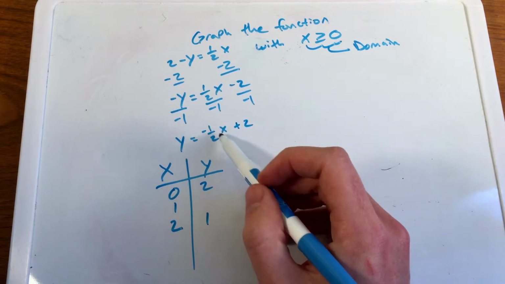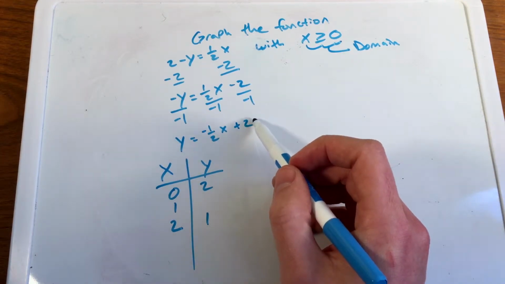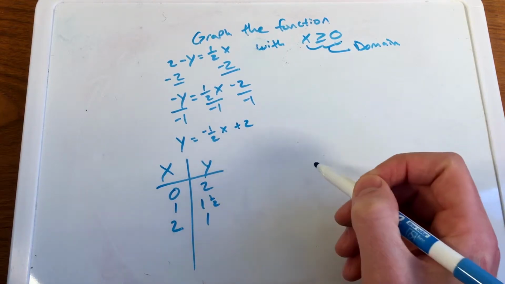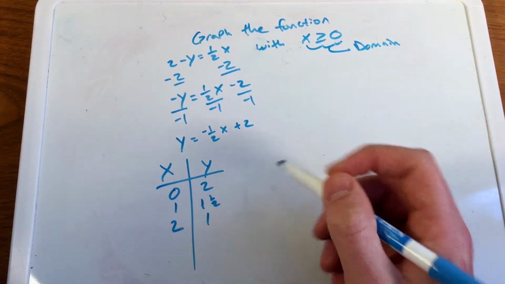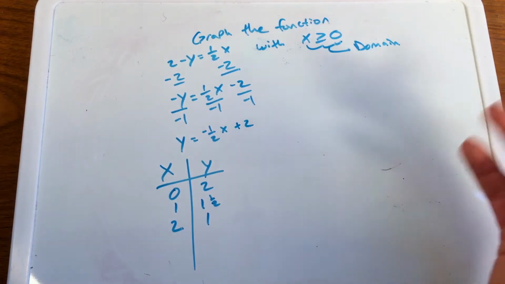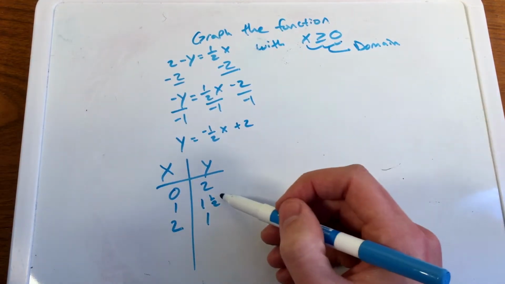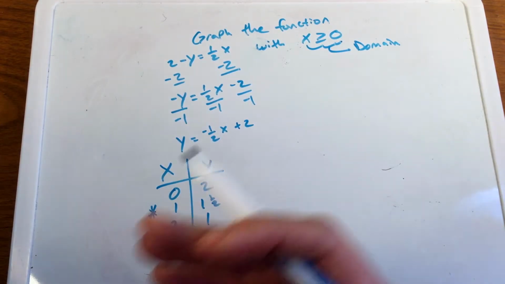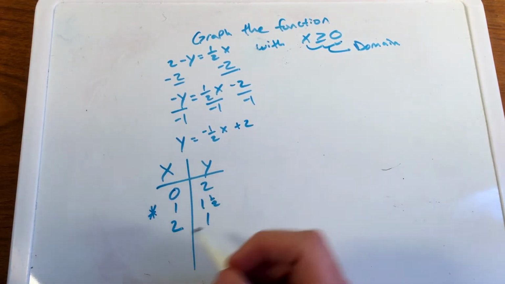I get 1 times -1/2 is -1/2 plus 2. So -1/2 plus 2 comes out to be 1 and 1/2 as our value. And a lot of times when I'm graphing, I like, like I said before, to make sure I just have integers. But we'll see that it will still work out and still have that value at the end. So we're going to test this value at the end and see if it is part of our function, part of our graph.